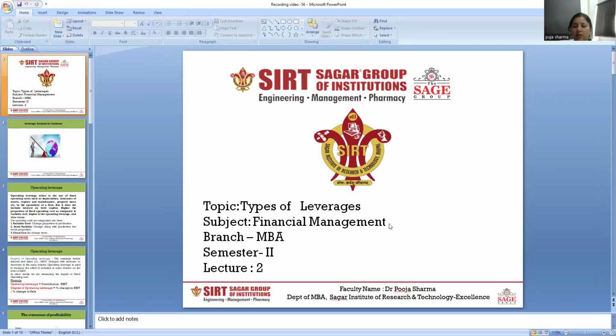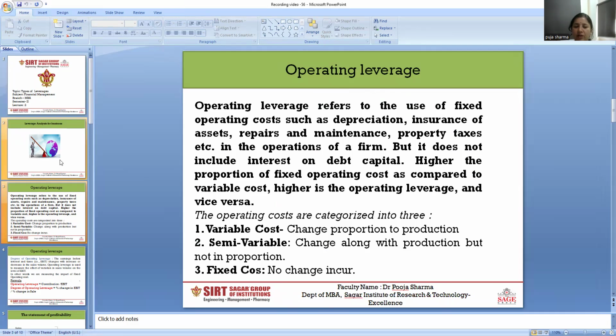Hello everyone. In continuation of the previous lecture, I will start today the types of the leverage and its implication. As I told you, there are three types of leverage. First is operating leverage, second is financial leverage, and third is combined leverage.